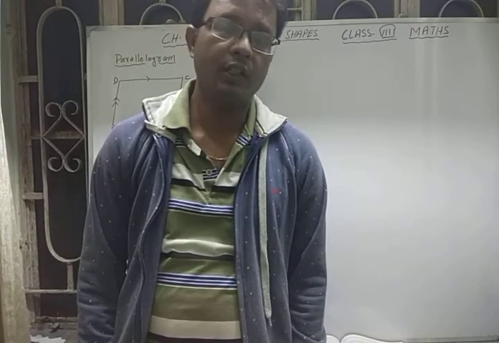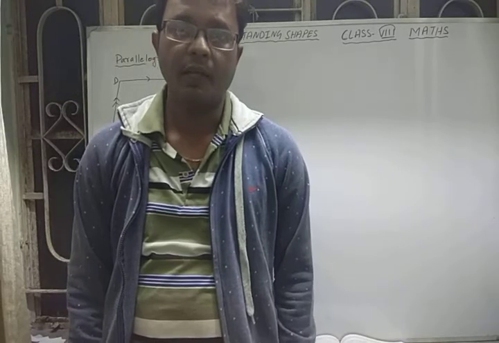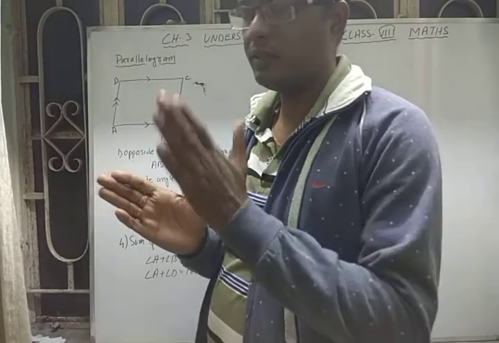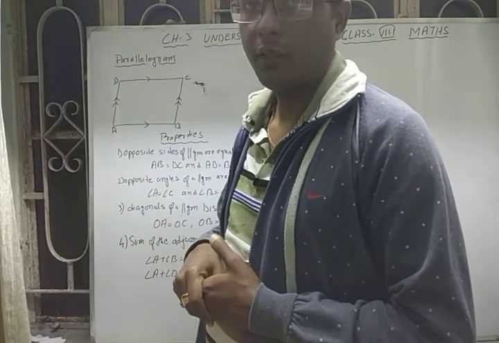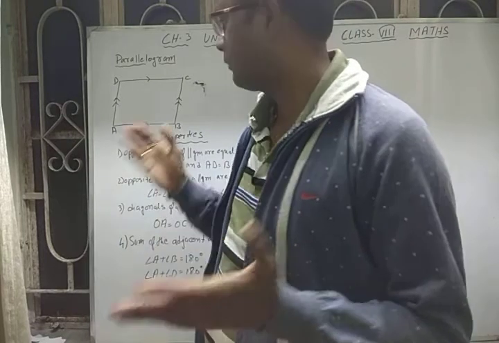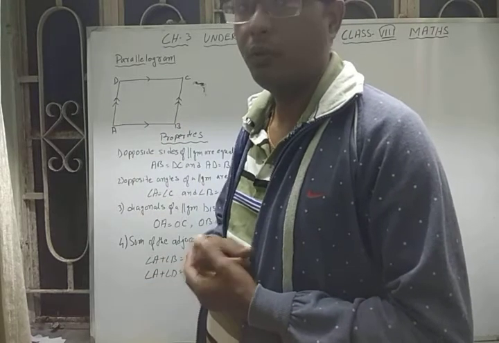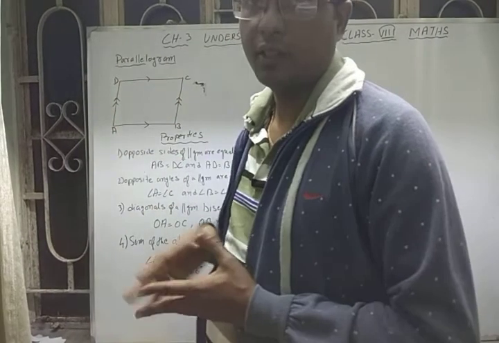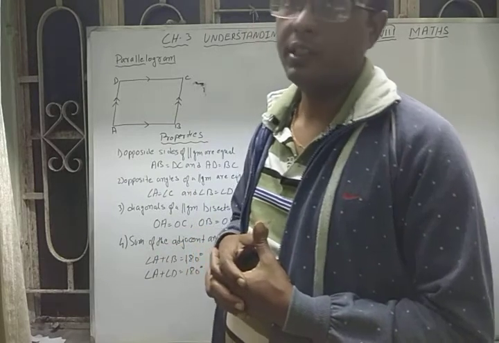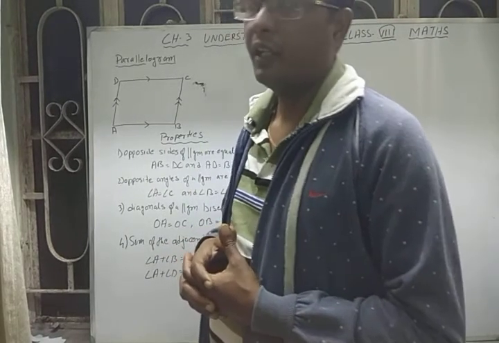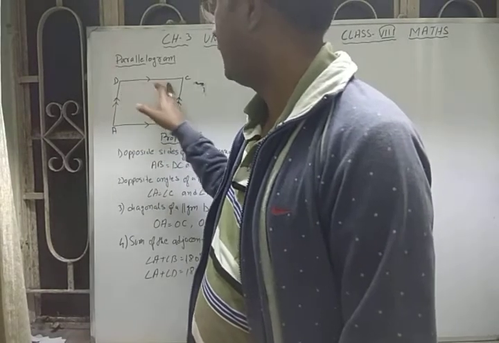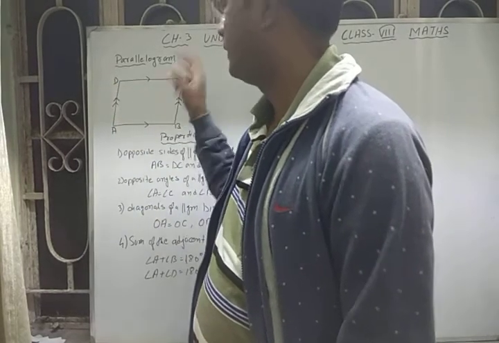Today we will do another type of quadrilateral, called a parallelogram. What does a parallelogram look like? A parallelogram looks like this figure. When you take a rectangle and twist it, it becomes like a parallelogram. The opposite sides of this quadrilateral are parallel to each other. So a quadrilateral whose opposite sides are parallel to each other is called a parallelogram. Here line AB is parallel to CD and line AD is parallel to BC.